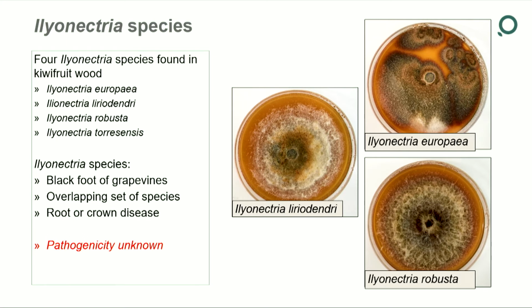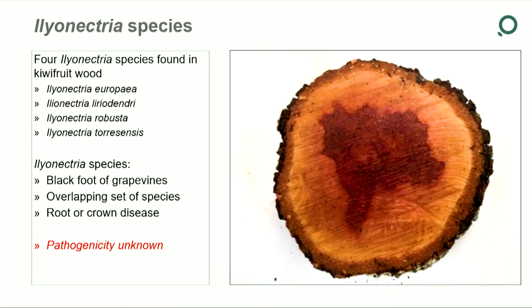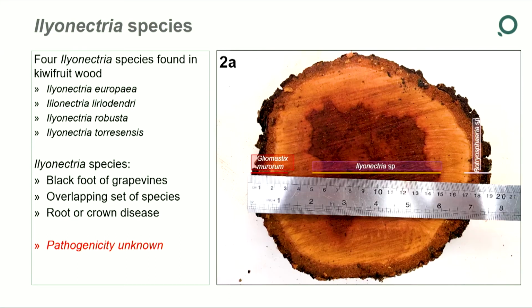Now, Ilyonectria as a genus is probably better known for causing blackfoot of grapevines, and there is an overlapping set of species between the set that is causing blackfoot of grapevine and the set that we're actually finding here. So some of those are the same thing. With Ilyonectria, we don't know whether they're pathogenic, whether they're causing symptoms or whether they're coming in later. There's no information on that. And they do seem to be a bit random. That being said, this fellow here is the only one that I've actually found that is Ilyonectria all the way across that symptom.